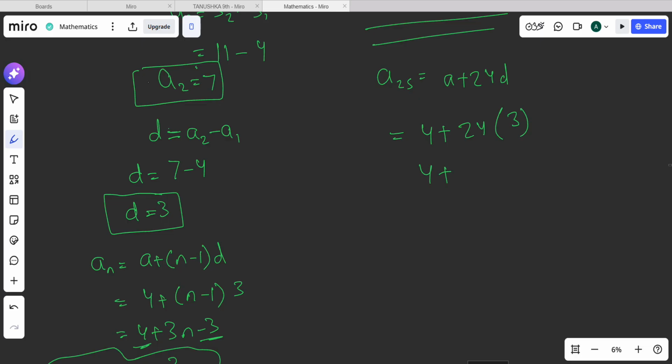So 4 plus 3 times 24, 3 sevens are 21, 3 twos are 6, which gives you 76. So the 25th term of the AP is 76. That's it.